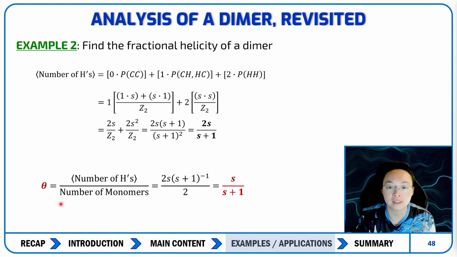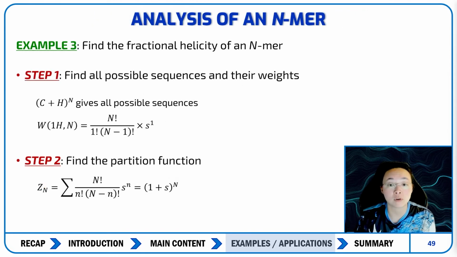And the fractional helicity is then going to be the number of H's given by this divided by the number of monomers, which is 2, and you get S over S plus 1 as the fractional helicity of our dimer. So how important is this value? Let's try to see how it changes as we increase the number of monomers we have. So taking a look at the N-mer case would actually be quite beneficial.